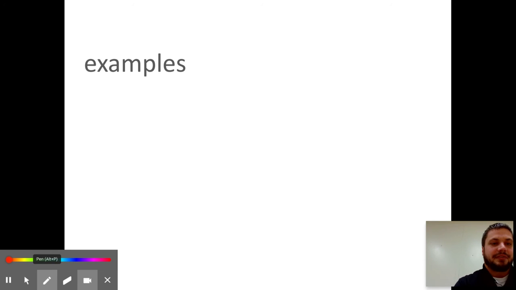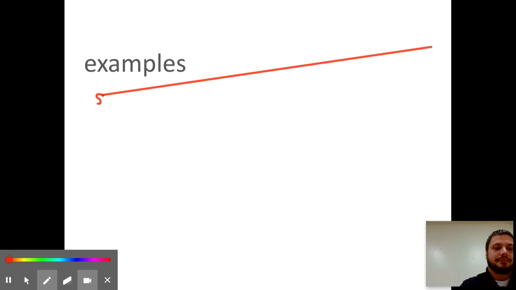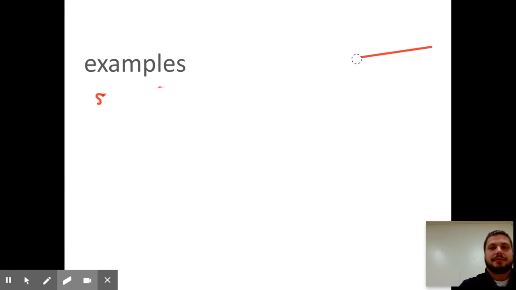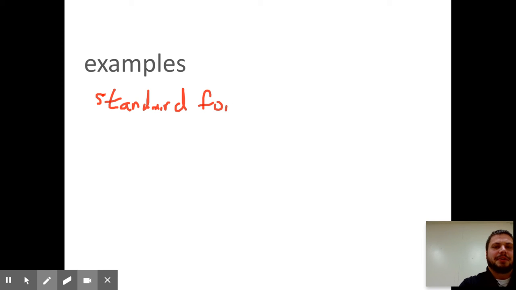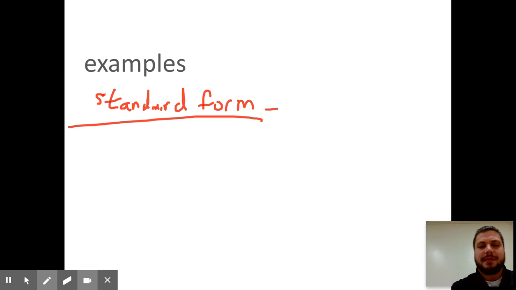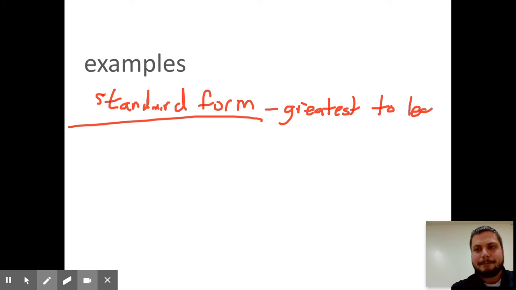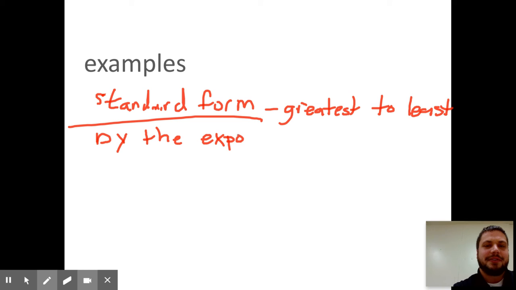First vocab word is standard form. Standard form of any polynomial means that we are going to order things from greatest to least by the exponent value. Greatest to least by the exponents. And what you'll realize is that that's how all books write problems. That's how you're used to seeing problems.